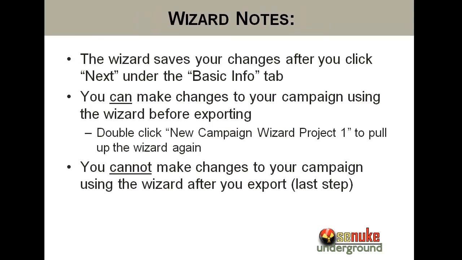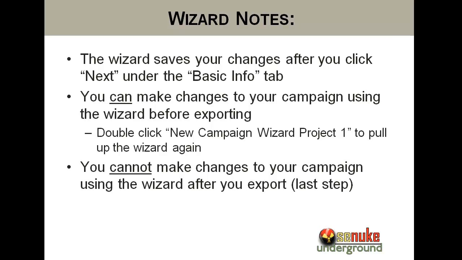Now there's a couple of things to note. First, the wizard will save your changes after you click Next once you've completed the basic info tab. You can also make changes to your campaign using the wizard anytime before exporting the campaign. Now that's the very last step. If you have not exported your campaign and want to make changes in the wizard, select the campaign name that you want to edit and just double click New Campaign Wizard Project 1 to pull up the wizard.